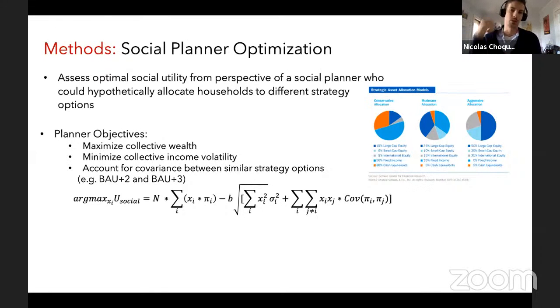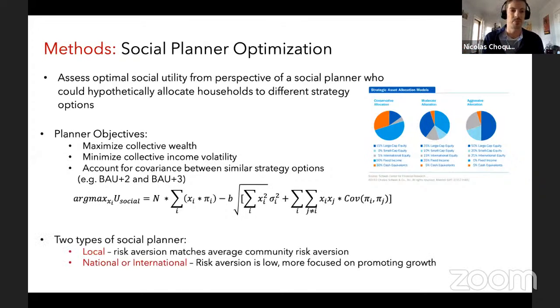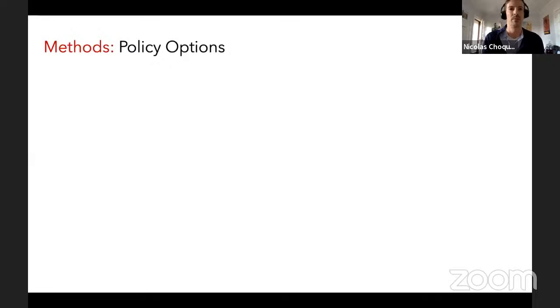So for example, households farming similar crops, or households sending a similar number of migrants, those could be considered strategies that are more correlated. And so with all things being equal, the planner wants to avoid having too much covariance in their community. I'll skip over that last part for now.